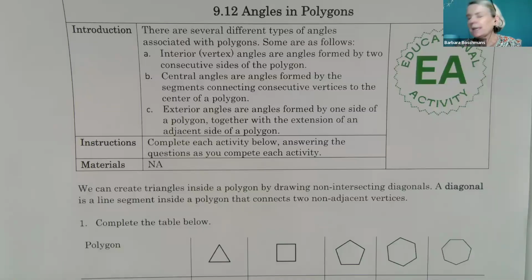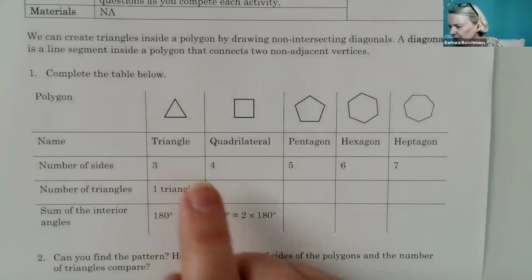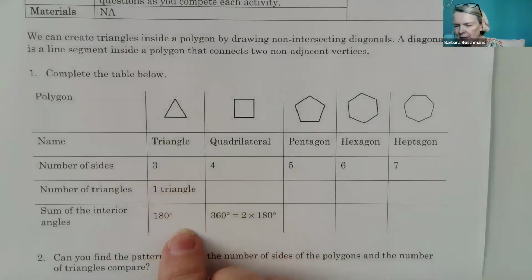Activity 9.12 is angles and polygons. We are going to come up with a general formula to find the sum of the interior angles in a polygon. We already proved the visual proof that the angles inside of a triangle add up to 180 degrees. There are three sides in a triangle. There's one triangle, and there's 180 degrees if you add up all three.